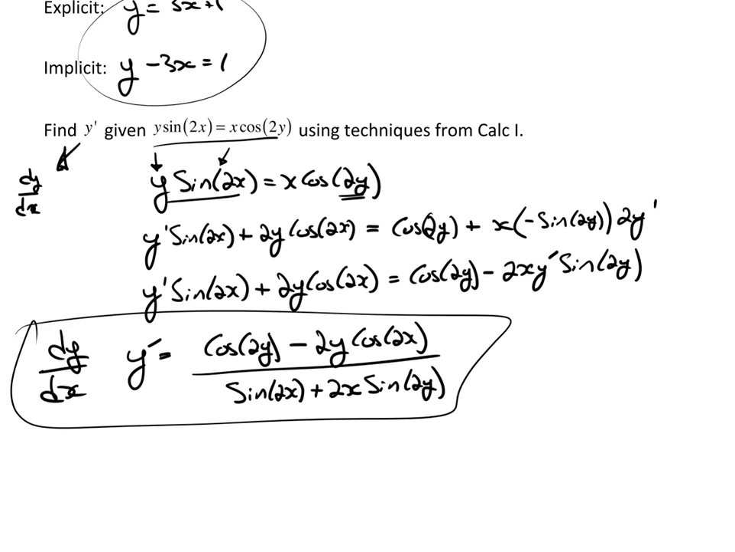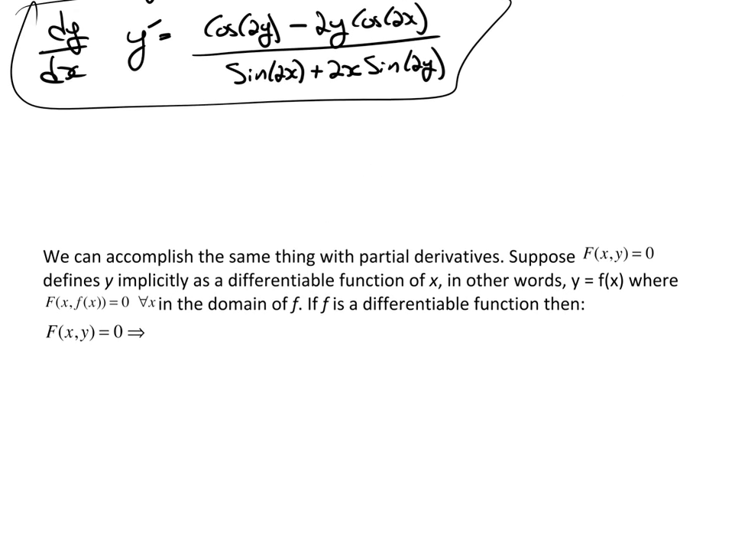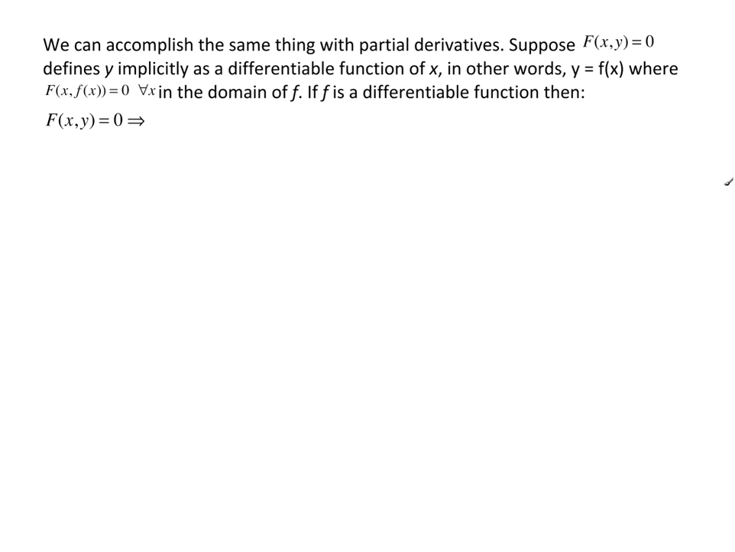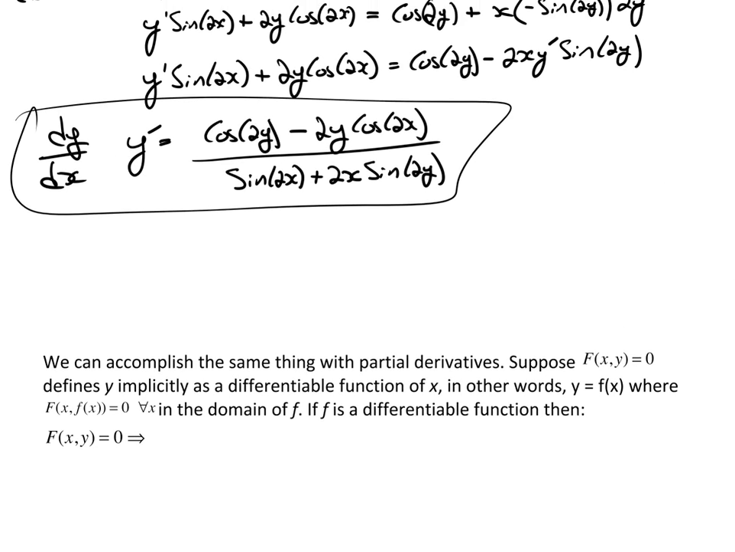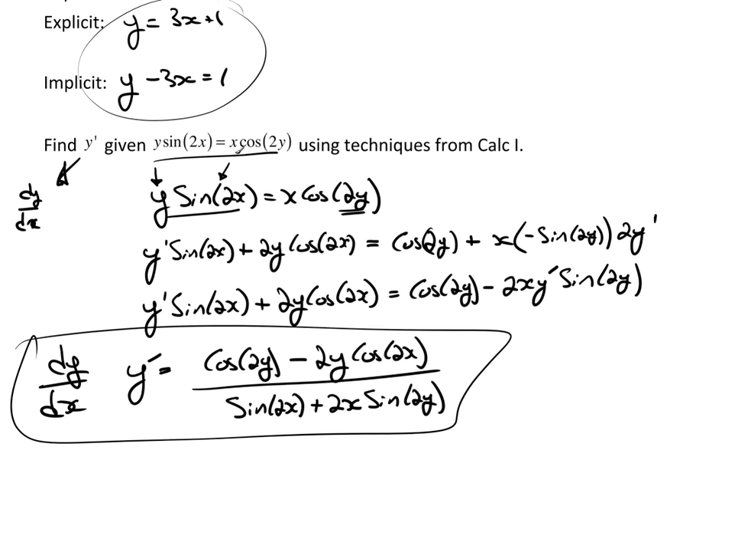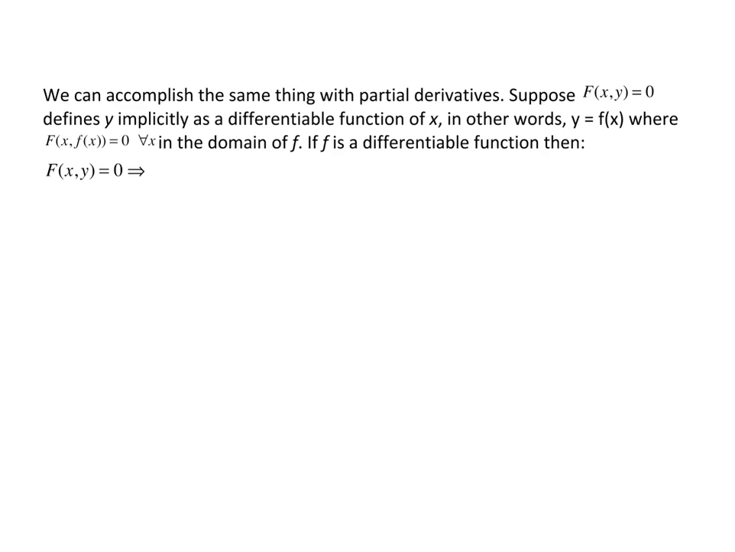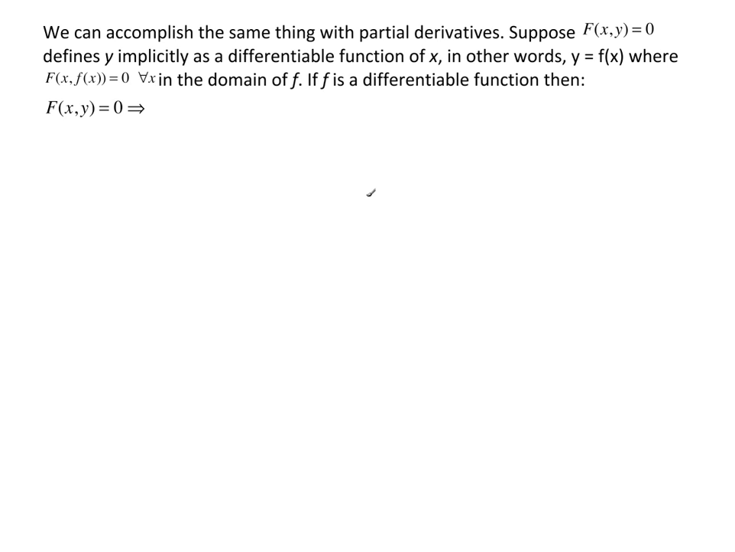But the cool thing is we can actually do this exact same thing now using partial derivatives. So suppose we have this function of x and y implicitly set equal to 0, which obviously I could do with this, because as soon as I move this over to the left-hand side, I can set it equal to 0. Now, this defines y implicitly as a differentiable function of x. In other words, y equals f of x, where cap F of x, y equals 0 for all x in the domain.